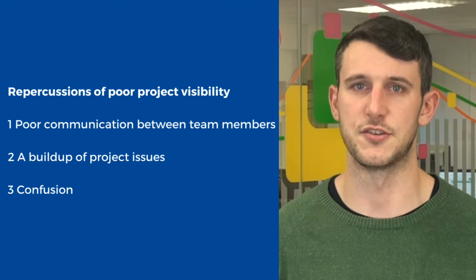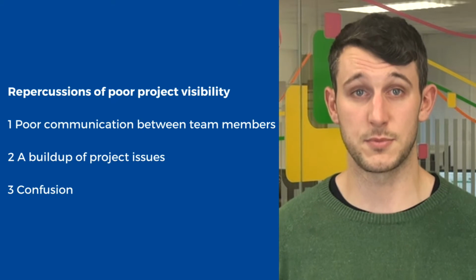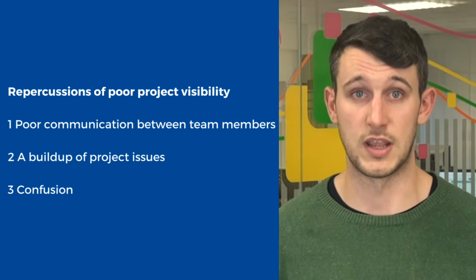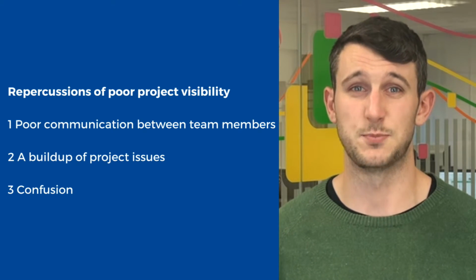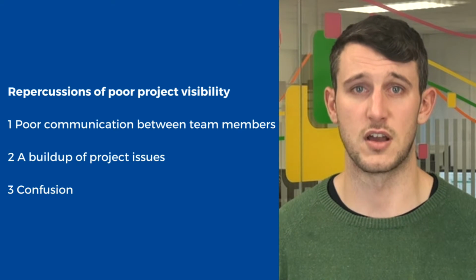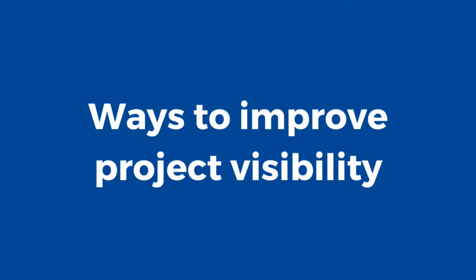A third repercussion that could potentially arise is the difficulties that team members would face when they're not fully informed about the tasks that are expected of them. If a member of the project team doesn't understand their role fully and the tasks within it, there's bound to be confusion and a negative knock-on effect into the rest of the project.